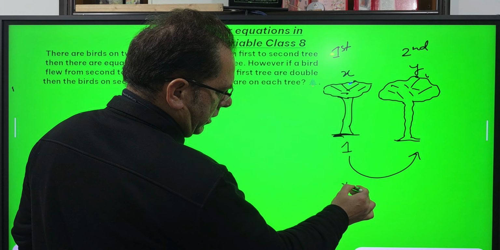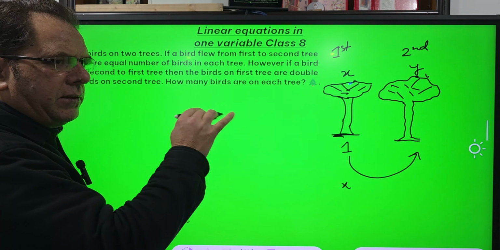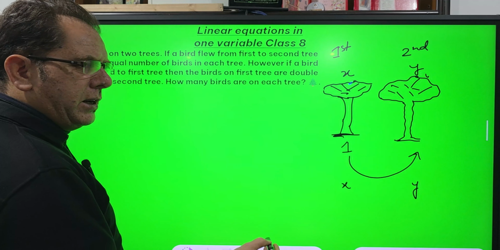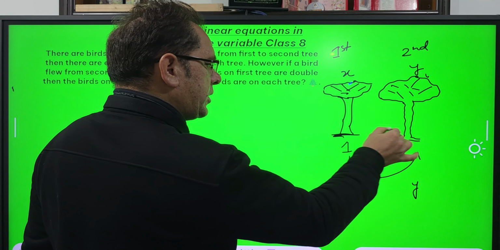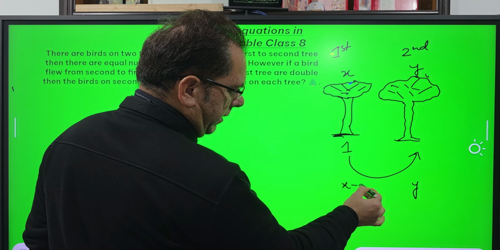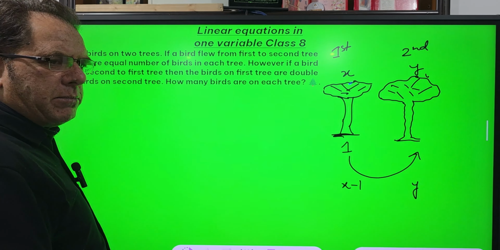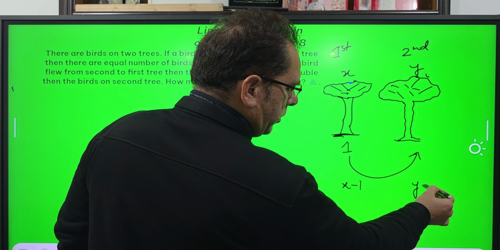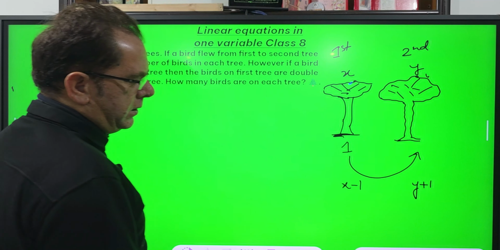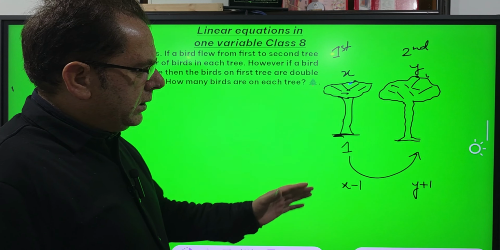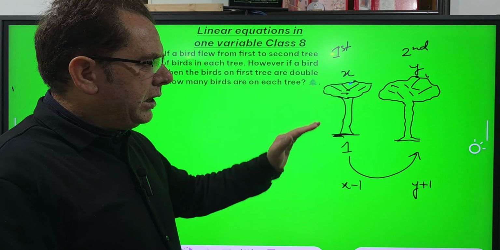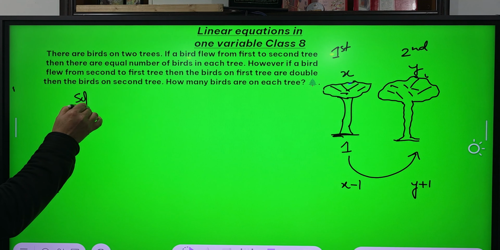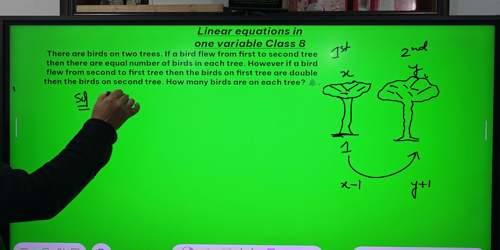So you know that there are X birds sitting on the first tree and Y birds sitting on the second tree. So when a bird flew from first to second, the number of birds will be x minus 1 here, and plus 1 here. So by the question, the number of birds remains the same on each tree. So first, in the solution, we will write what we discussed here.